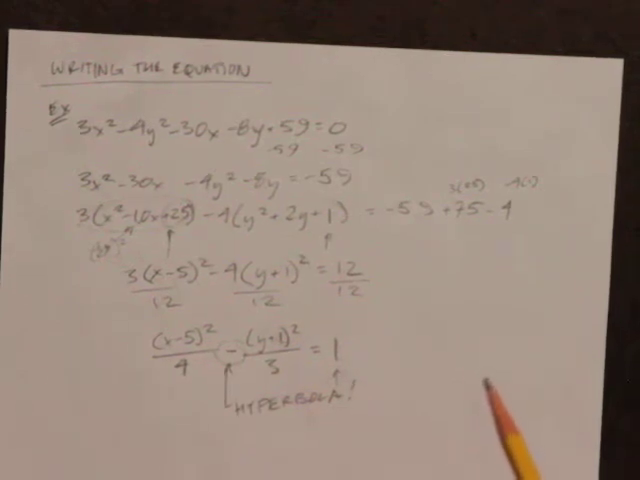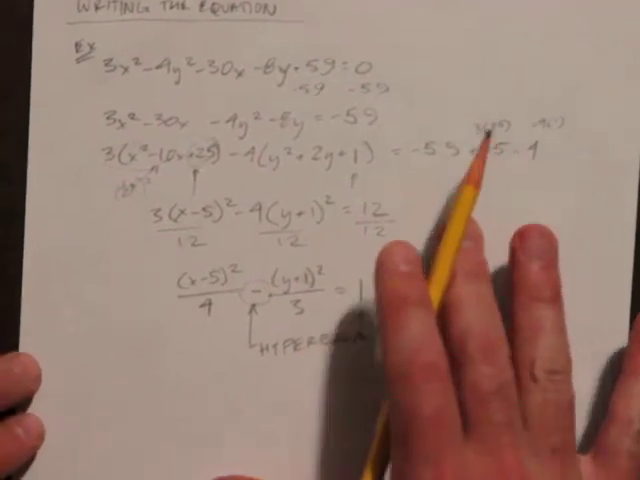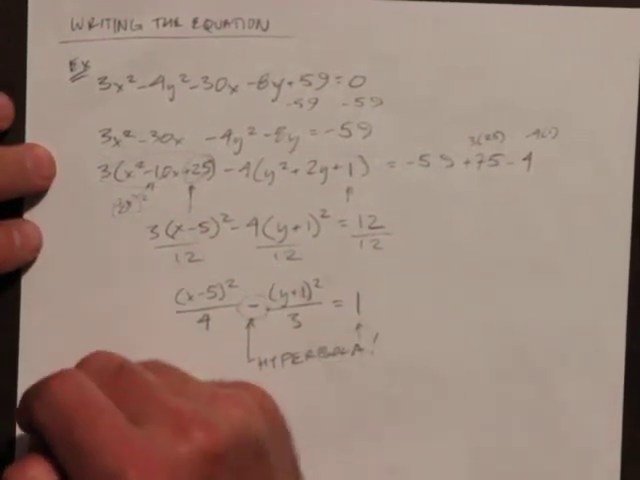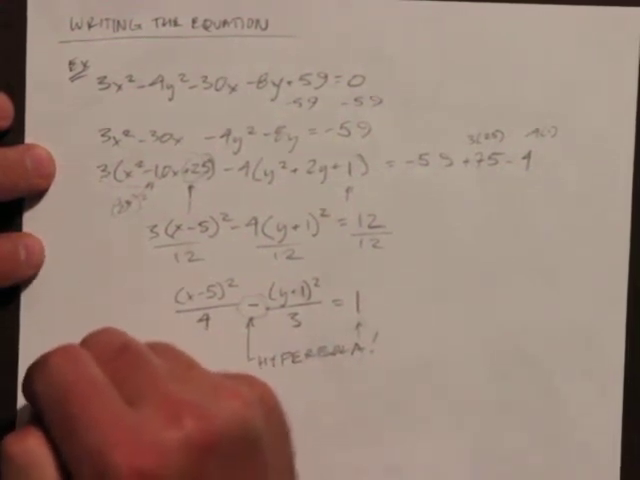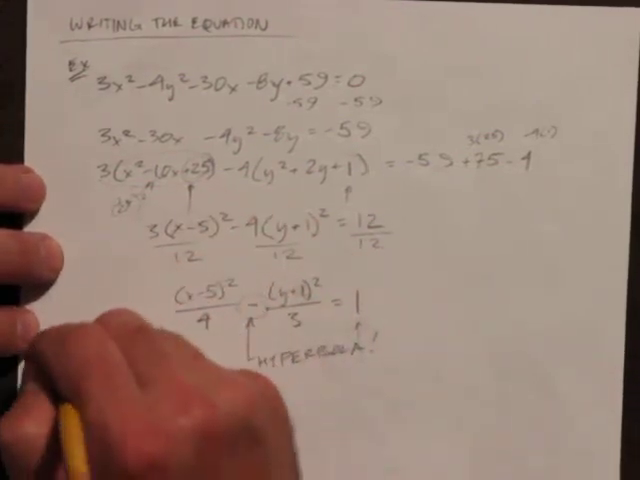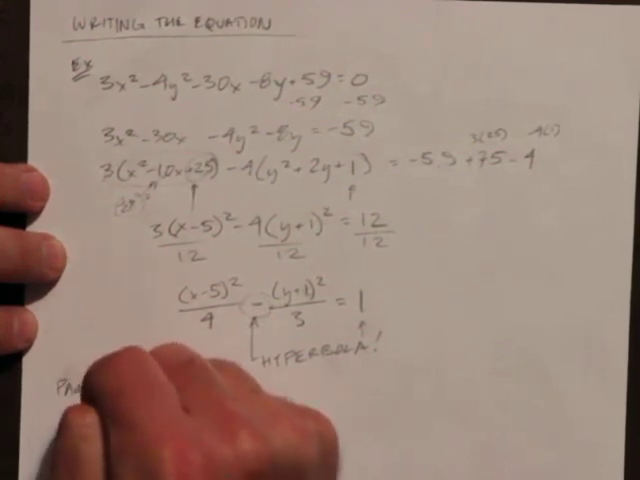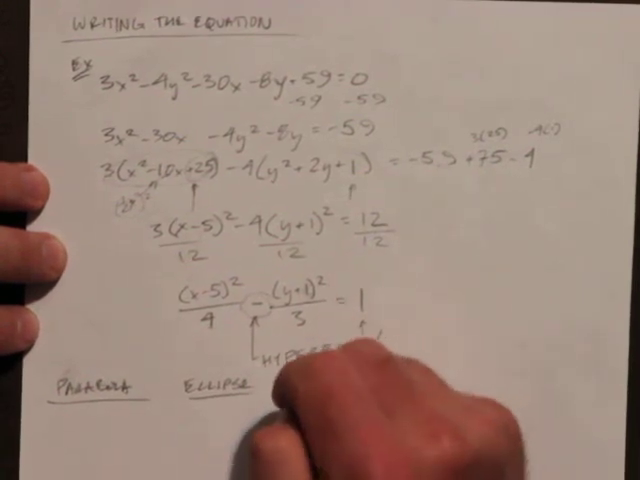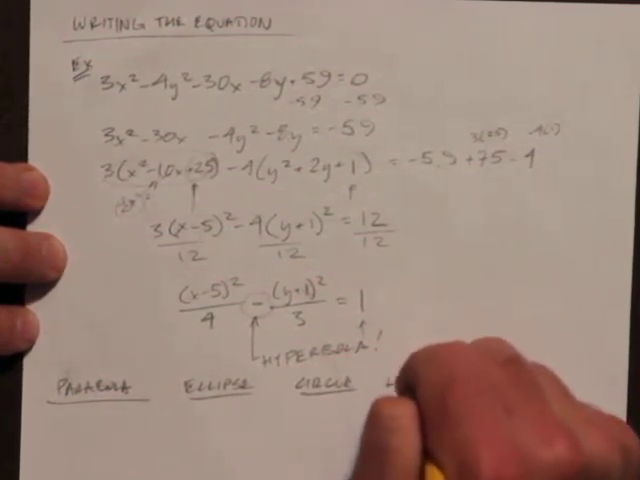Let's see, should we do another one? Let's just write down the standard form of each of these. We probably should do another completing the square here. Let's do another one. Let's write first what these standard forms look like of each equation. So I've got let's do a parabola, ellipse, circle, hyperbola.